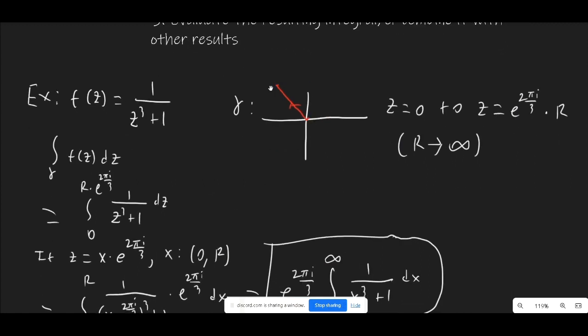So notice that this integral is a straight line. So the first step is we're just going to write in the starting point and the ending point as the bounds. So the starting point is 0, and the ending point is r times e to the 2 pi i over 3.